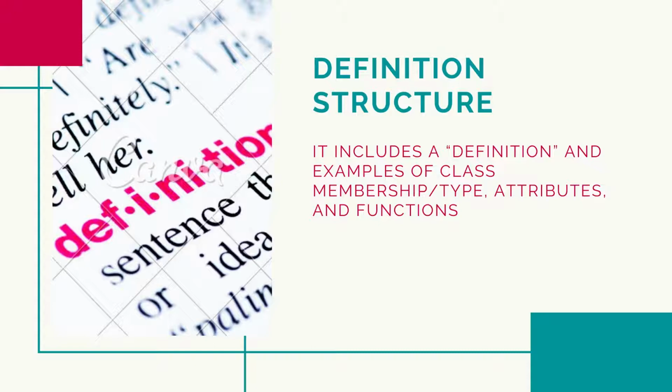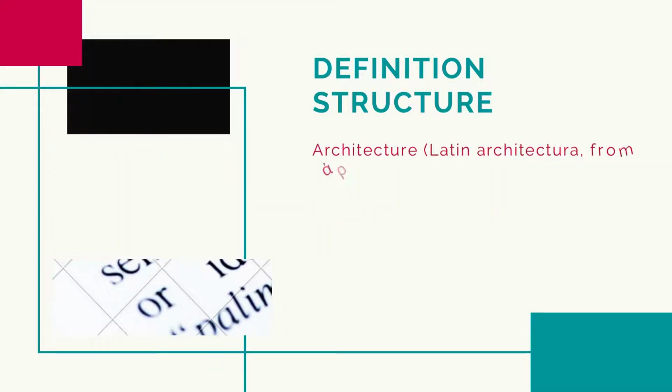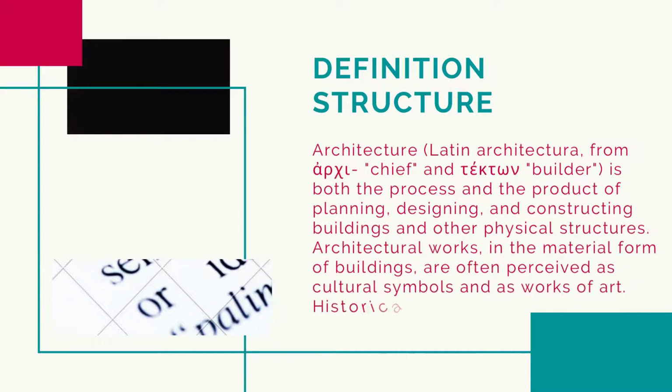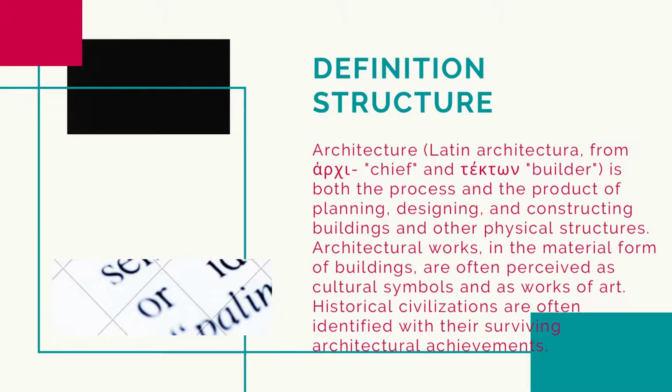Definition structure includes a definition and examples of class membership or type, attributes, and functions. It may also include the parts and the relationship between the parts or structure and function. In some instances, it will include ways something is similar to or different from other things. Look at this example. Read it and identify the characteristics of a text pattern evident in this excerpt.